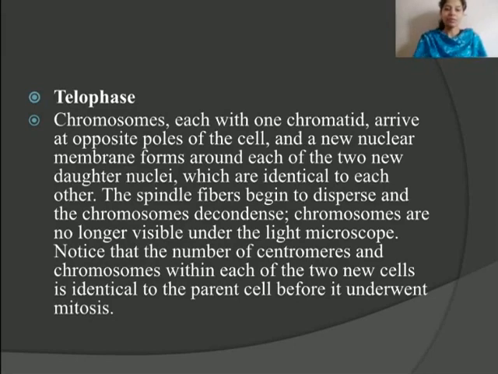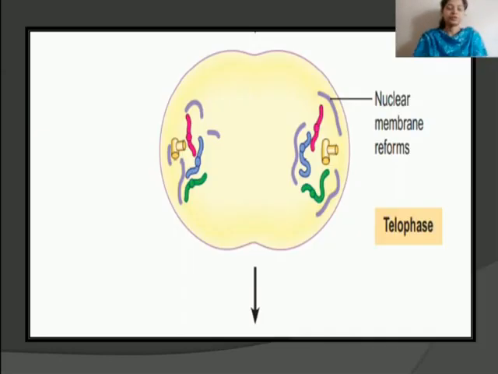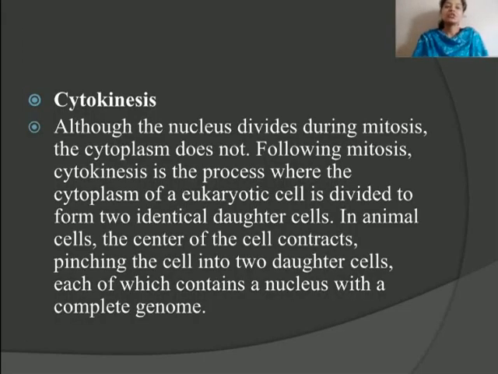Now here the number of centromeres and the number of chromosomes within each of the two identical daughter cells is similar to that of the parent cell before it underwent mitosis. Here you can see the nuclear membrane has started appearing, and the spindle fiber, or the mitotic spindle, has disappeared. Now the last stage is your cytokinesis.